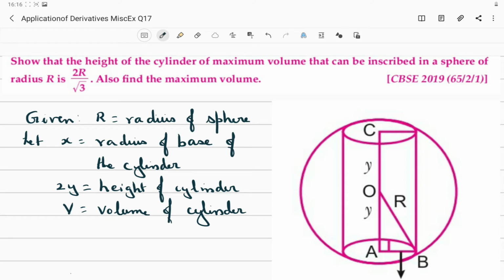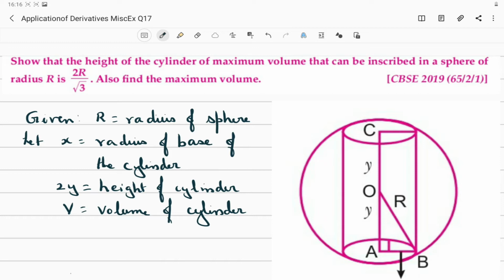Hi everyone, in this session we will discuss question number 17 from miscellaneous exercise of application of derivatives. Show that the height of the cylinder of maximum volume that can be inscribed in a sphere of radius capital R is 2 times capital R by root 3. Also find the maximum volume.